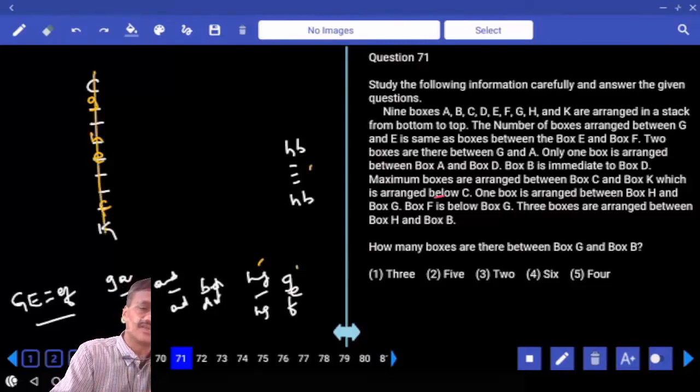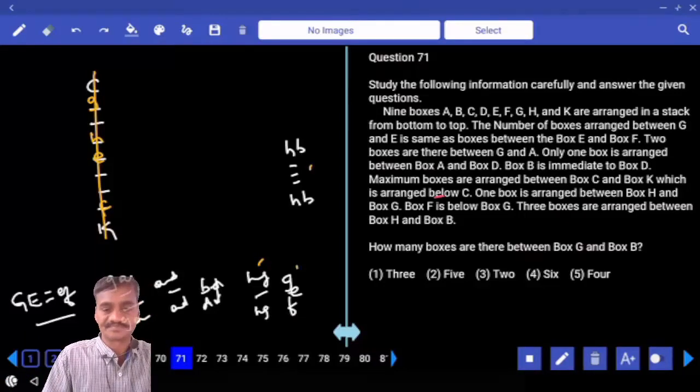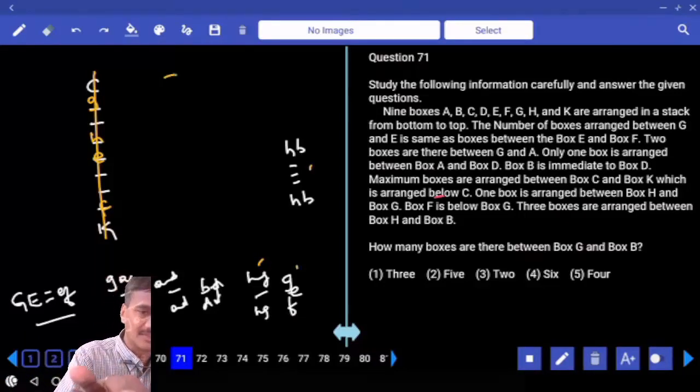So C and K cannot be like this at all. Maximum boxes among the remaining must be in between. If that happens, that is fine. Then now let us start with this one. Let us start with G, E and F. What did we see? 0 is not possible.